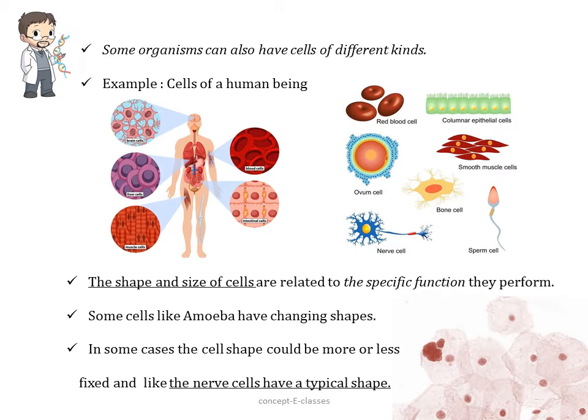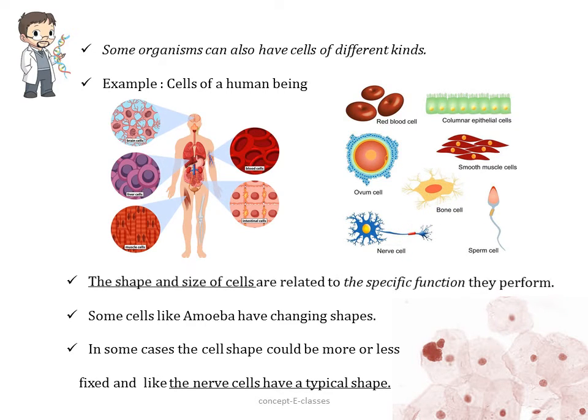Now some organisms can also have cells of different kinds. For example, in a human body we have about 200 different types of cells, like red blood cells, ovum cells, sperm cells, bone cells, nerve cells, etc.